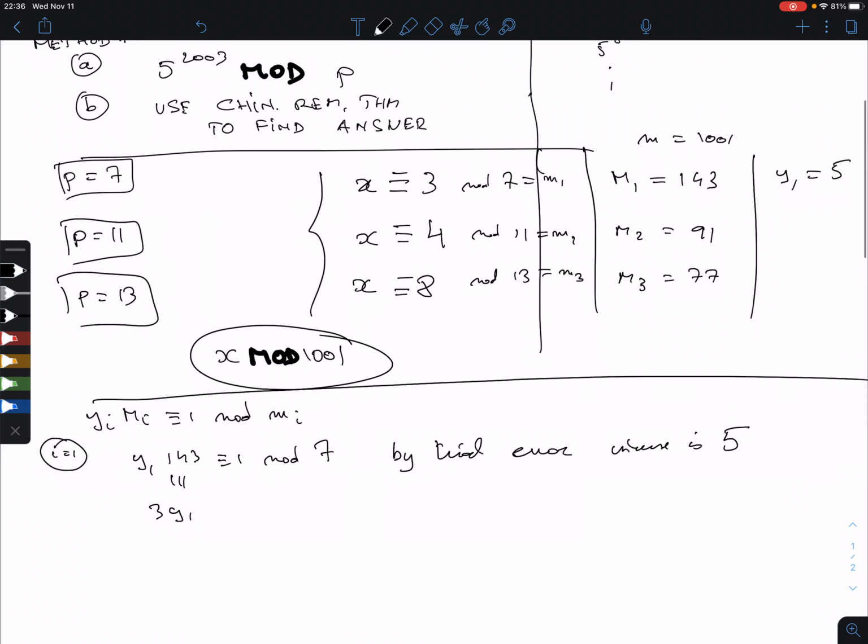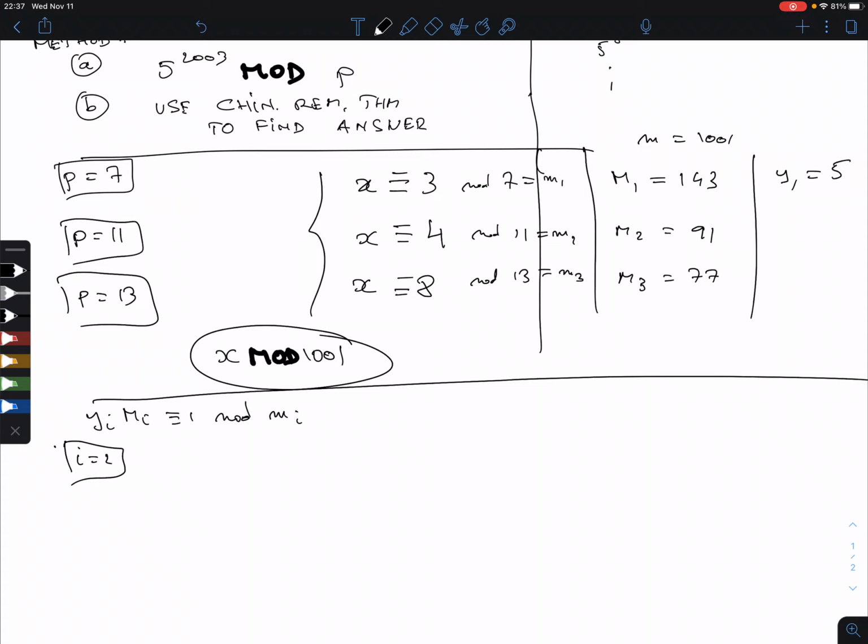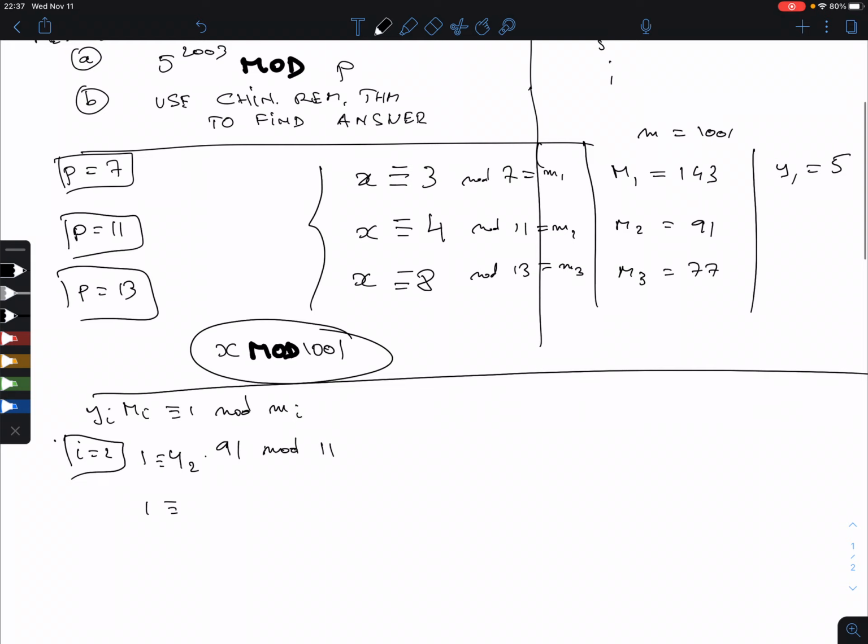So you see, because our moduli are rather small, this is very quickly done. i is 2, so now we have y2 times M2, which is 91, and all this has to be calculated modulo, and this has to be equal to 1, right? Modulo, what is it? 11. So 91 is 88 plus 3, so it's again 3, so 1 is equivalent to 3 times y2 mod 11. You see 91 is 8 times 11 plus 3, right? That's where this comes from.